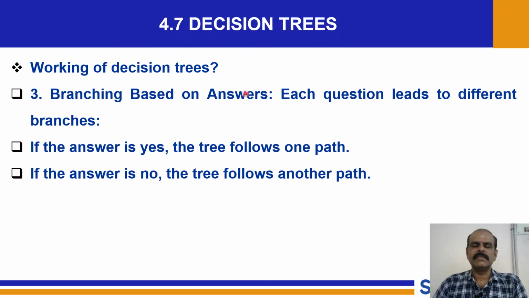Branching based on answers. Each question leads to different branches. If the answer is yes, the tree follows one path. If the answer is no, the tree follows another path. So that's how the branching goes. If it is yes, say something like decision making, like in a flow chart where we have a rhombus. If the decision is yes, go like this. If not, go to the right, or the no node, likewise. So here also the branching is going to occur.